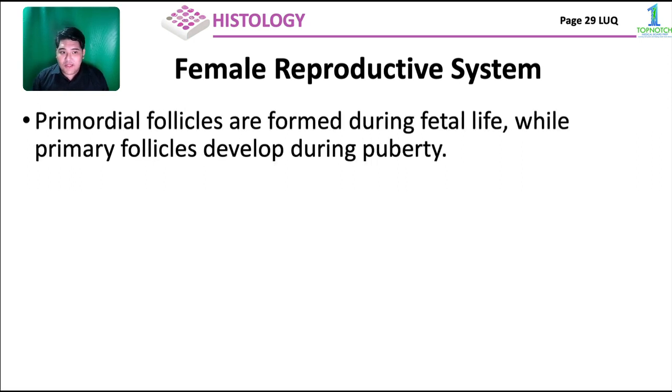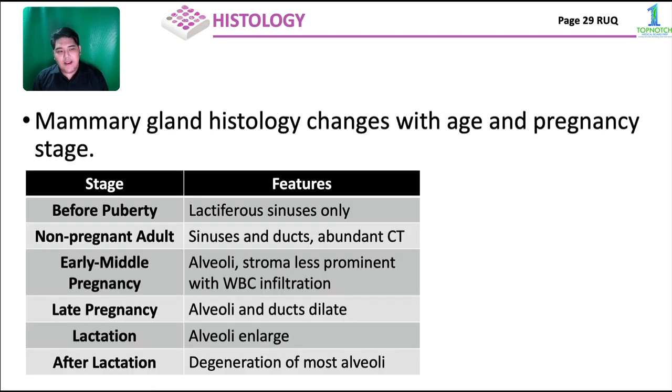Your primordial follicles are formed, remember, during fetal life, while primary, iba ang primordial sa primary. Primordial, very old, talagang fetal life. Primary naman, during puberty. Now, your mammary gland changes with age and pregnancy. So, these are the different stages. Nice to know ito, basahin lang. Important to note is your WBC infiltration, early to middle pregnancy. Important yan.